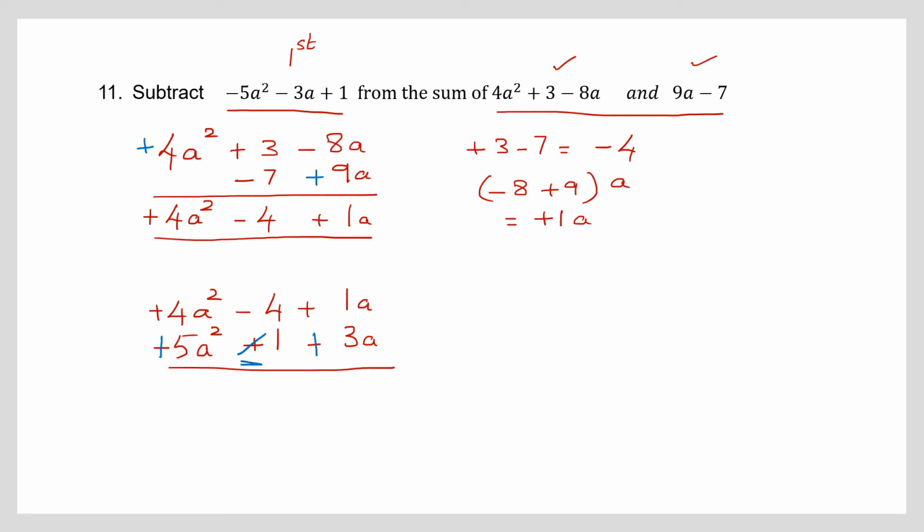So let's work it out. Signs are the same, put the same sign and add. 4 plus 5 is 9a square. Signs are the same, 4 plus 1 is 5. Signs are the same, put the same sign. 1 plus 3 is 4a. So this is our final answer.